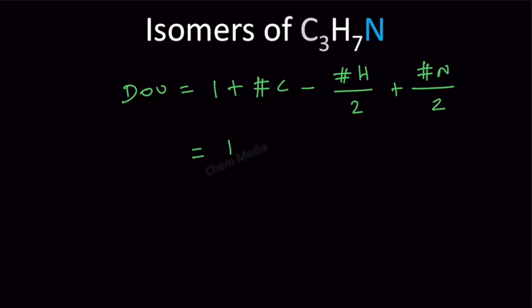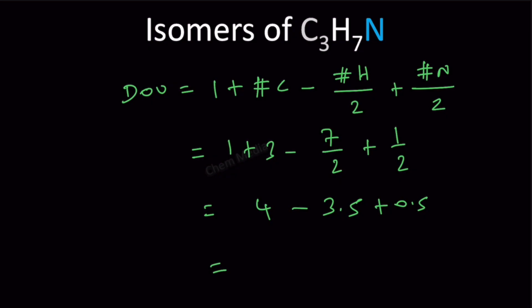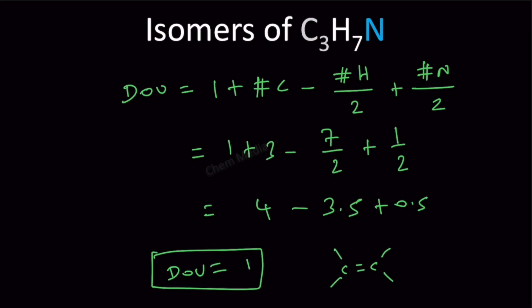Therefore, this is equal to 1 plus 3 minus 7 by 2 plus 1 by 2. So this is 4 minus 3.5 plus 0.5, and therefore 4 minus 3, and that is equal to 1. So this means we should consider carbon-carbon double bonds when we write structures, or it can also have a carbon-nitrogen double bond. That also we need to consider, or it can have a ring, one ring. So these are the three possibilities we should consider.